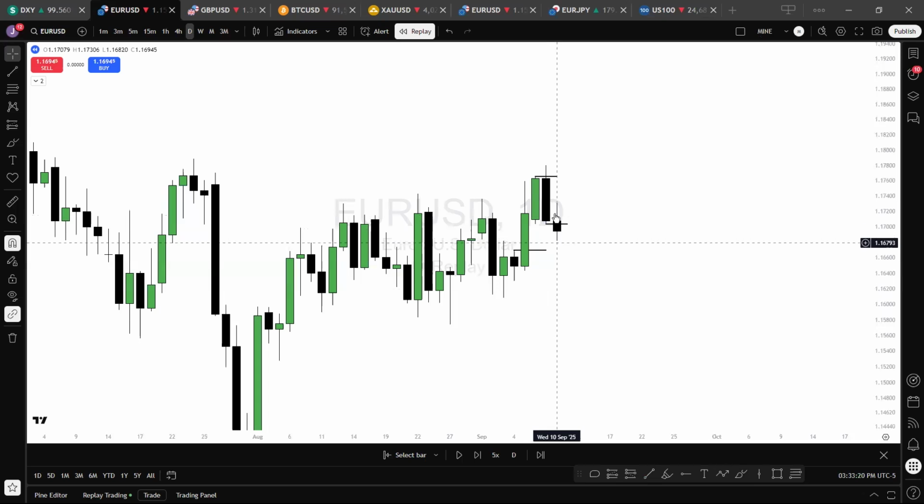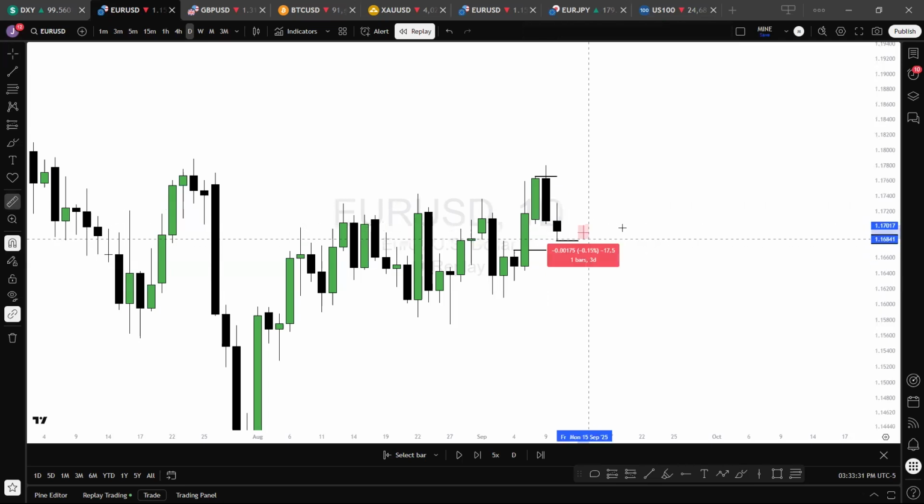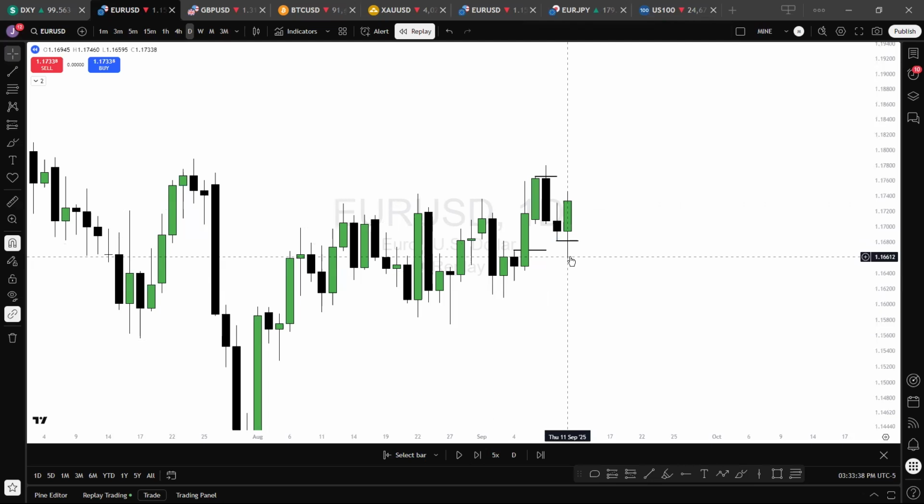Okay, and you can see how price ran for the previous daily low. Now, this candle closed below the previous daily low. So I will be expecting the next draw on liquidity to be this previous daily low. Good. And you can see how price took out this previous daily low, but then it retraced back into the range. So the next draw on liquidity would be the previous daily high.